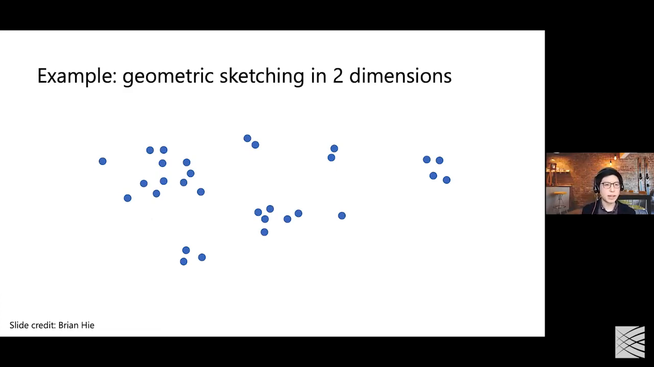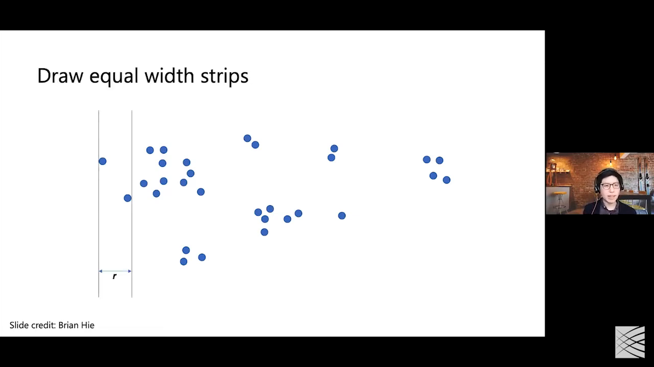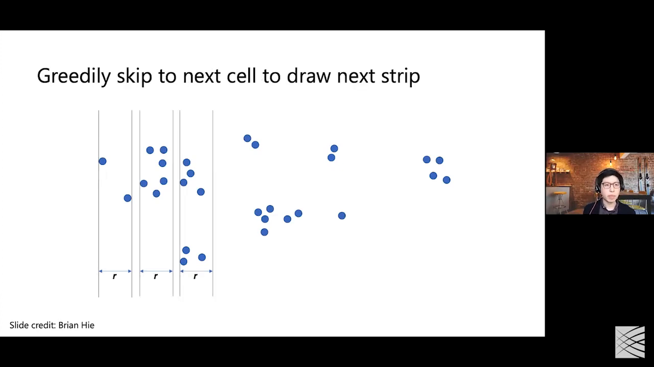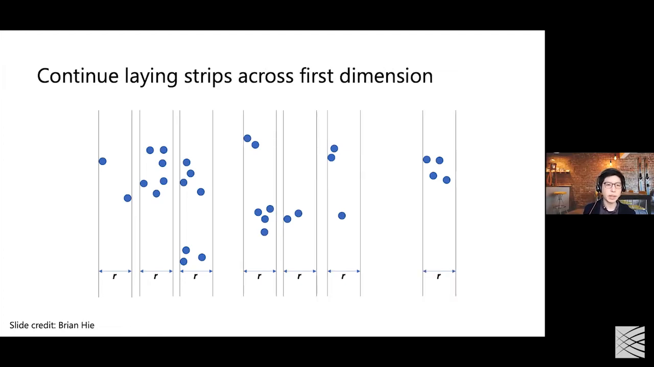So let's take a data set in 2 dimensions. And as I said, we want to cover these data points with equal size boxes to approximate their shape. So to do this, we first pick a direction. In practice, we're going to be using principal directions. So along this line, we're going to lay down equal width strips, like so. And note that after each strip, we skip over to the closest point, which can be viewed as a type of approximate greedy algorithm for covering these data points. So we continue doing that in this one direction.